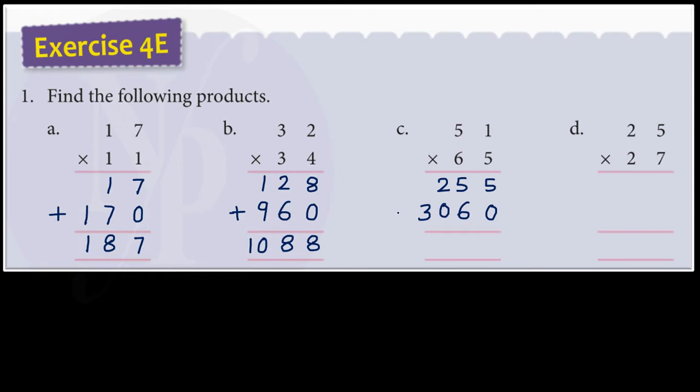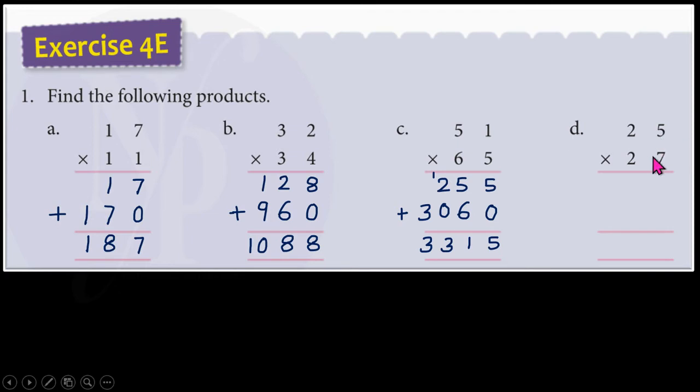Now let us add these numbers. 5 plus 0 is 5. 5 plus 6 is 11. 1 is written here and 1 is carried forward. Now we add 1 plus 2 is 3. 3 plus 0 is 3. Here 0 plus 3 is 3. 3315 is the product of 51 and 65.